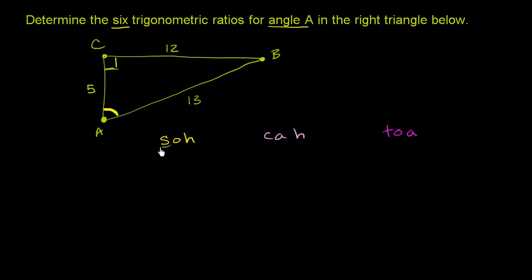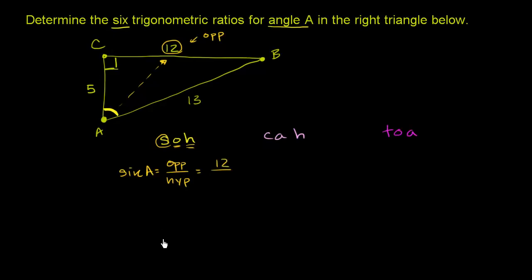SOH tells us that sine of an angle, and in this case it's sine of A, is equal to the opposite, that's the O, over the hypotenuse. Opposite over the hypotenuse. Well, in this context, what is the opposite side to angle A? Well, we go across the triangle. It opens up onto side BC. It has length 12. So that is the opposite side. So this is going to be equal to 12.